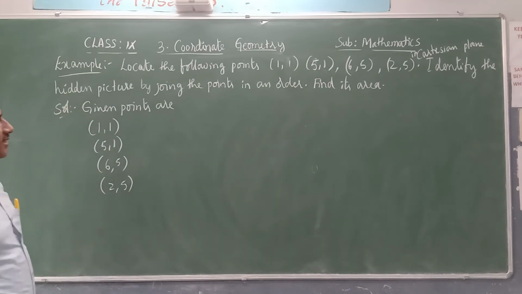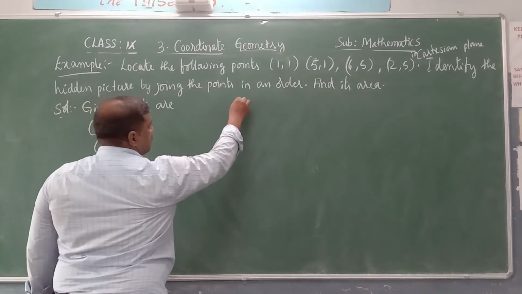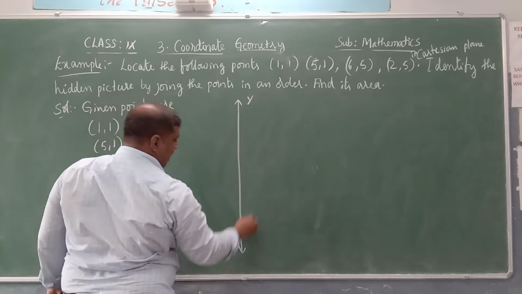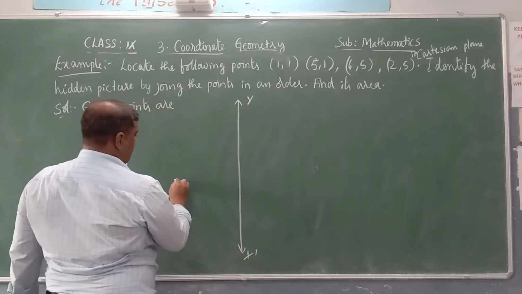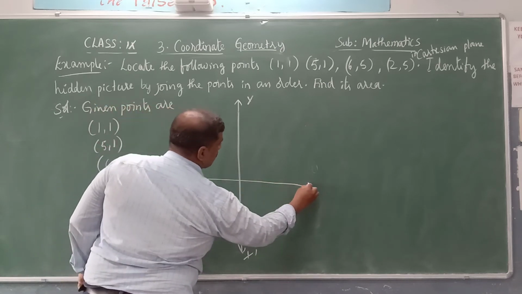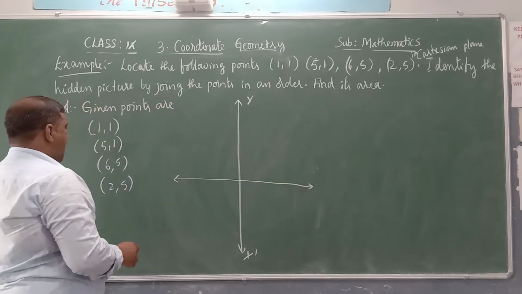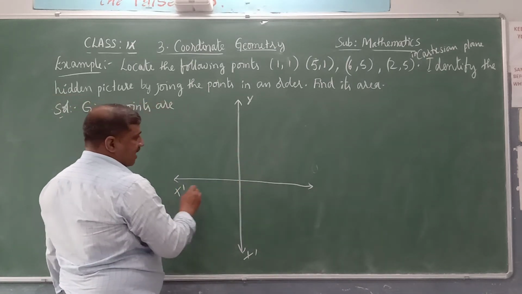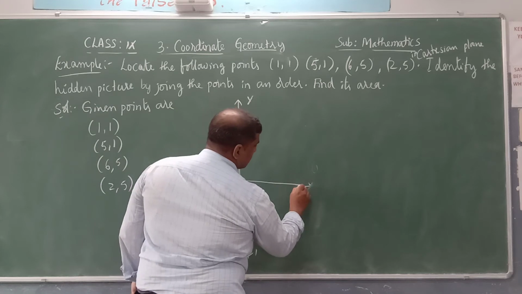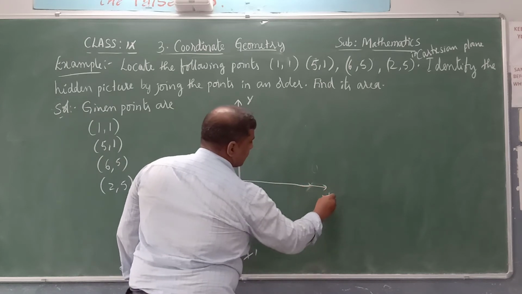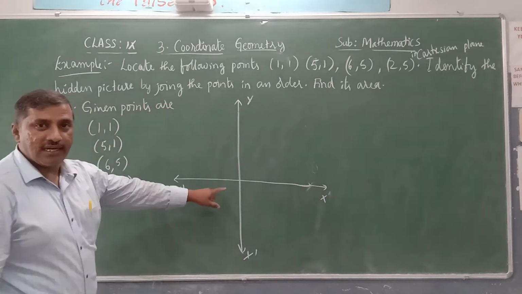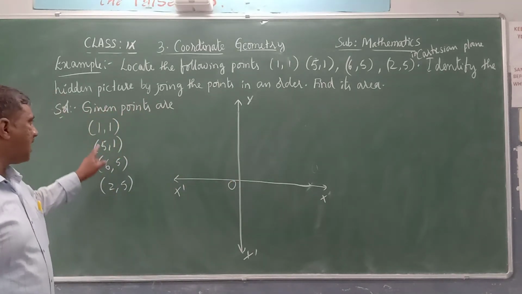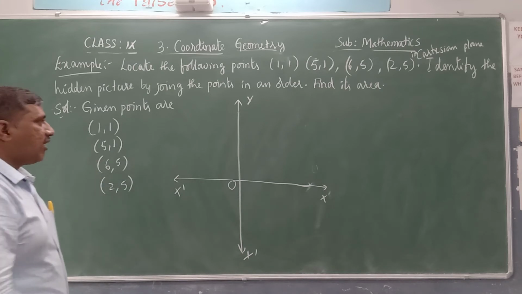Now look at these points in the Cartesian plane. Draw one vertical line which is known as y and y dash, and draw one horizontal line which is known as x and x dash. You can extend x dash some more. So x and x dash, and they intersect each other at a point. The point is called the origin. And take the scale as 1 centimeter equal to 1 unit.